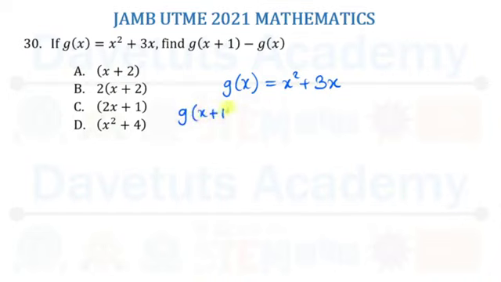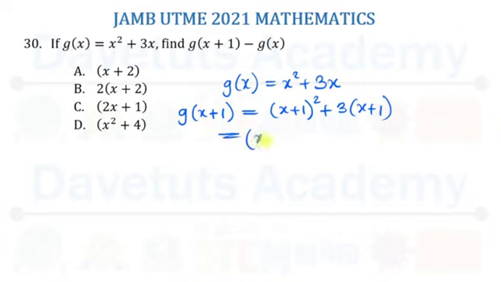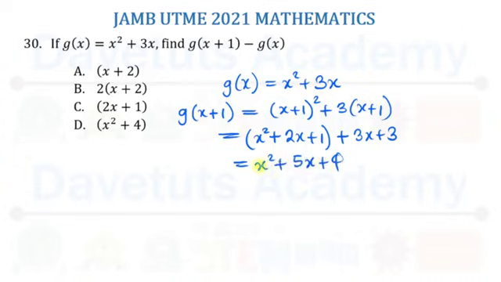In G of X plus 1, everywhere we see X, we are going to put X plus 1, so that we have X plus 1 squared plus 3 times X plus 1. If we solve this, X plus 1 squared will be X squared plus X times 1 plus another X times 1, that is plus 2x plus 1, then again plus 3x plus 3. That is G of X plus 1. We can still further solve it: X squared, 2x plus 3x is 5x, 1 plus 3 is 4.